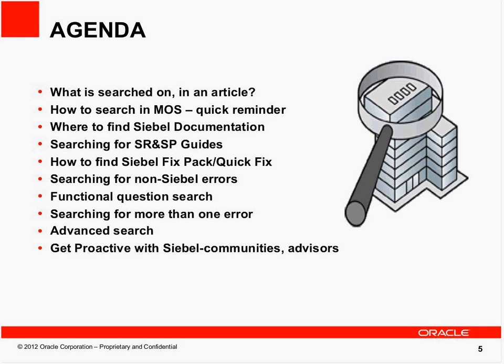We will search for non-Siebel errors, functional question search, and how to search when you have more than one error in the logs, with advanced search. At the end I will show you our Get Proactive with Siebel document with some proactive offers, communities and advisors, for example. I'm hoping that I will be able to explain to you how search works, and that the examples I will show you will provide a basis for ideas on how to find the information that you need.